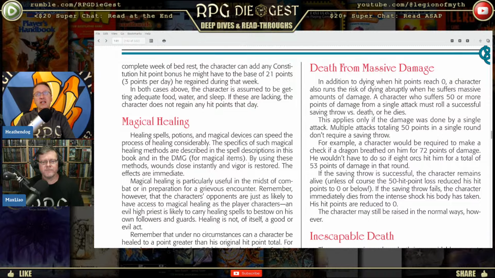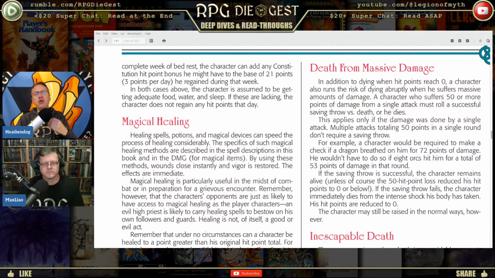This applies. I misread this rule. Hang on. This applies only if the damage was done by a single attack. Multiple attacks doing a total of 50 points of damage don't require a saving throw. This is a single massive attack.